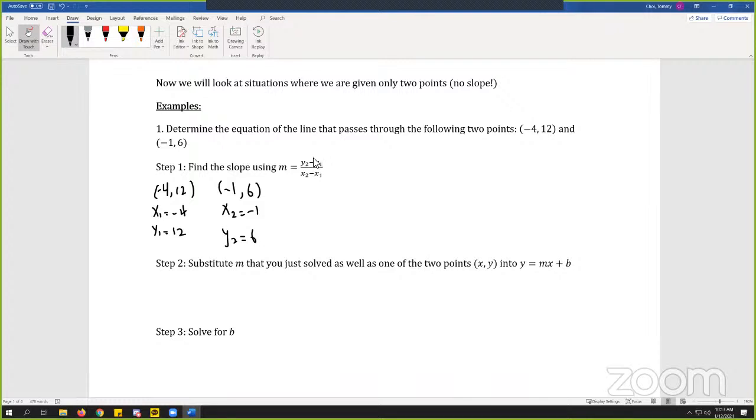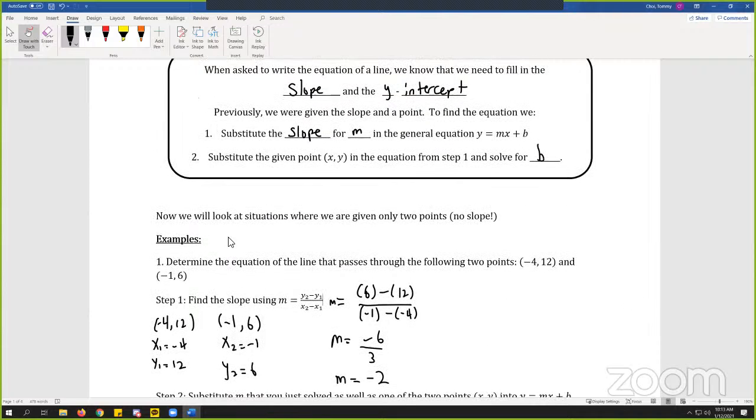We can then plug this into my slope formula. So we can say m is equal to 6 minus 12 over negative 1 minus negative 4. In doing so, 6 minus 12 is negative 6. Negative 1 minus negative 4 is positive 3. And so we're going to simplify that, and we're going to get m is equal to negative 2. Okay? Once we get m is equal to negative 2, we're done our first step. Okay?